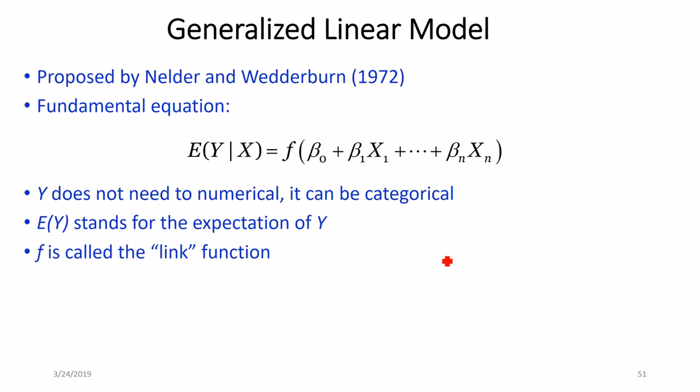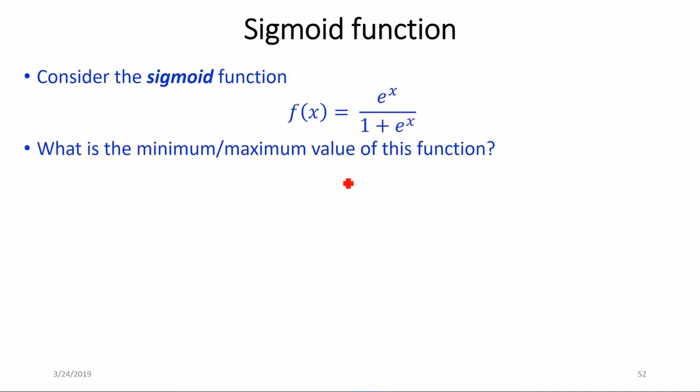The generalized linear model was proposed by Nelder and Wedderburn in 1972. The fundamental equation is that the expectation of y given a vector x is a function f of a linear combination of variables in the x vector. The dependent variable y does not need to be numerical, it can be categorical. F here is called the link function.